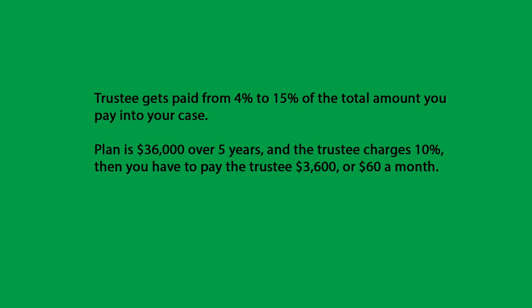When you calculate how much you will have to pay each month, your calculations have to take into account how much you will pay the trustee. The trustee gets paid from 4% to 15% of the total amount you pay into your case. So, if the total amount you will pay in your plan is $36,000 over 5 years, and the trustee charges 10%, then you have to pay the trustee $3,600, or $60 a month.